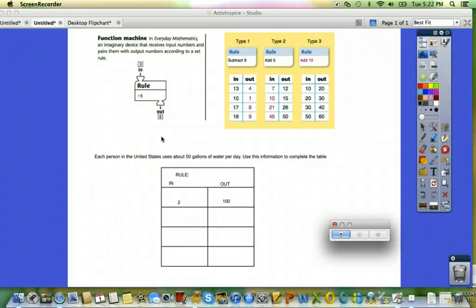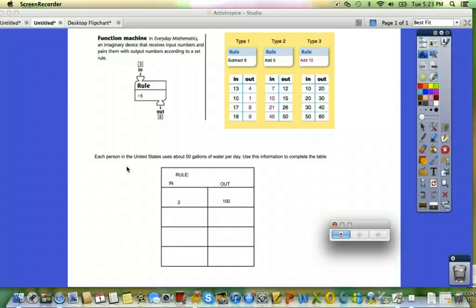The function machine is this area right here. In Everyday Mathematics, it's an imaginary device that receives input numbers that are coming in, and pairs them with the output numbers according to a set rule. So it's like putting money into a jar and taking it out, okay? What we've got to do is figure out what numbers are going in and what numbers are coming out, and then figure out what the correlation is. What is the rule that helps us get to our out after we've put something in? So let's take a look at our first one.